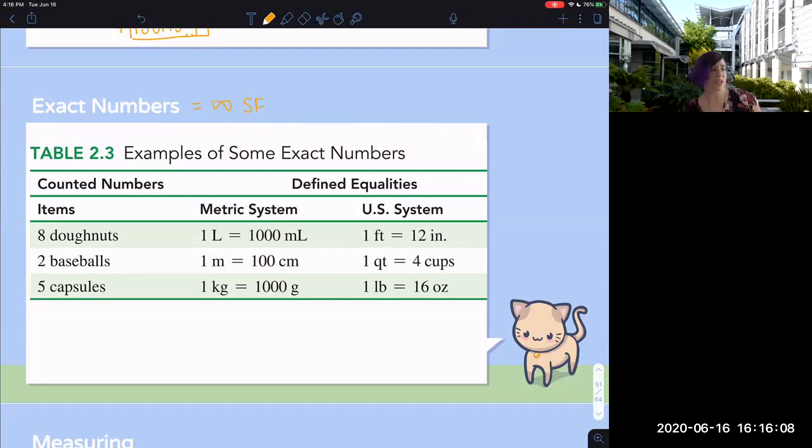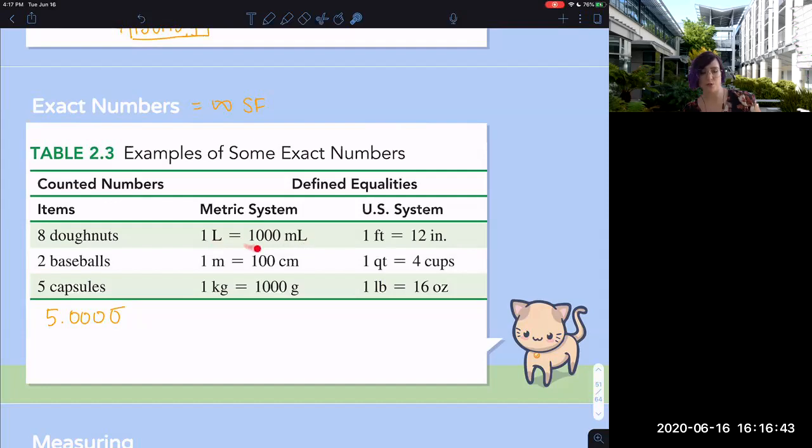So pretty much anything on the back of your periodic table, I want you to consider infinite. Anything on the front of your periodic table, like those masses of those elements, consider infinite. And then anytime we're counting a full number like 8 donuts, 2 baseballs, 30 people, that's infinite. It's exact. Now, when I say exact, I mean like I want you to think 5.0000 to infinity capsules. Okay, and so thinking about your sig figs there, it's just a counting number, so it's infinite sig figs.